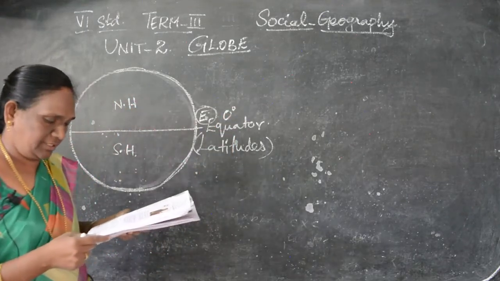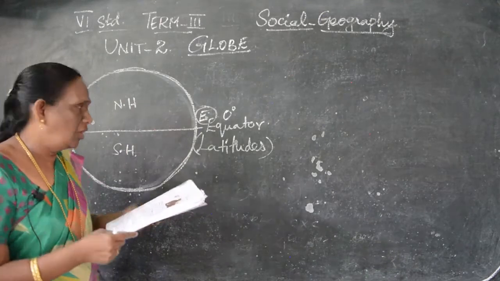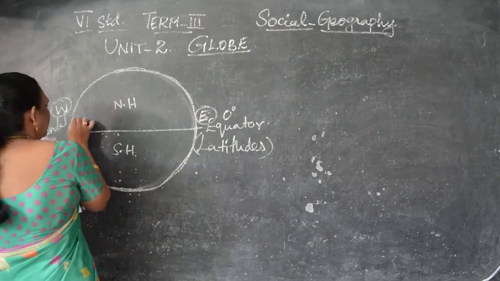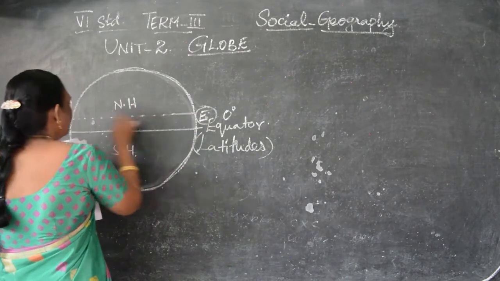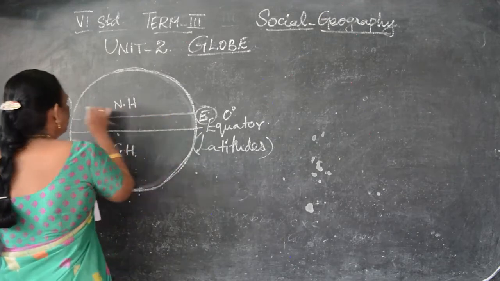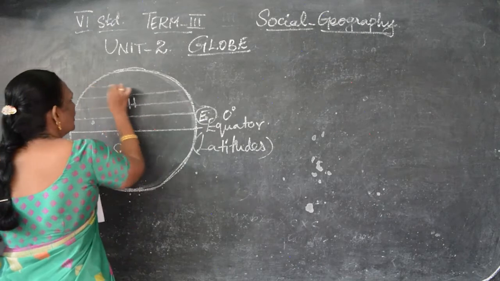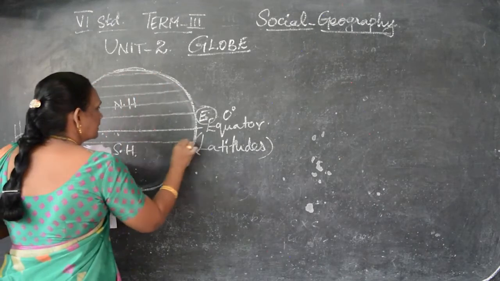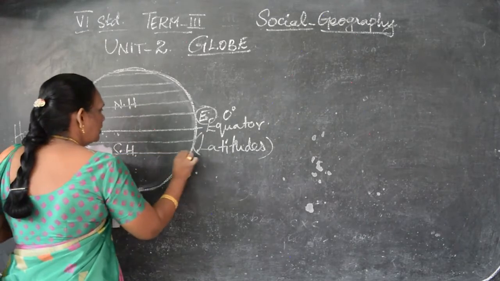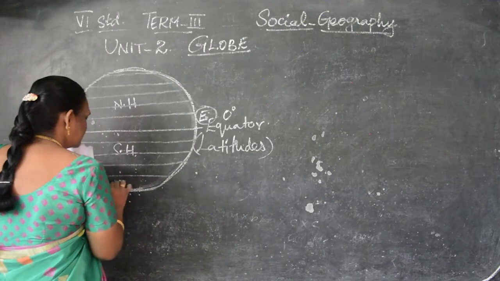That's 0 degree. Okay. And other parallel lines are also drawn on the globe. Lines like this keep coming. Here many lines are there. These lines are called latitudes. The horizontal lines are called latitudes.